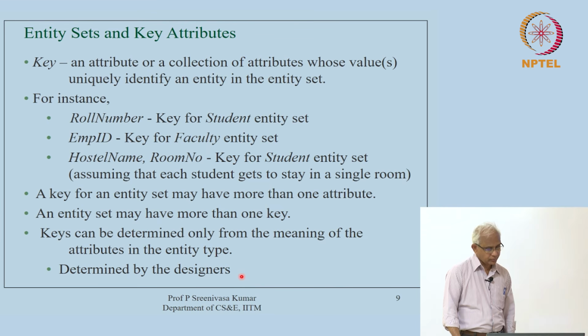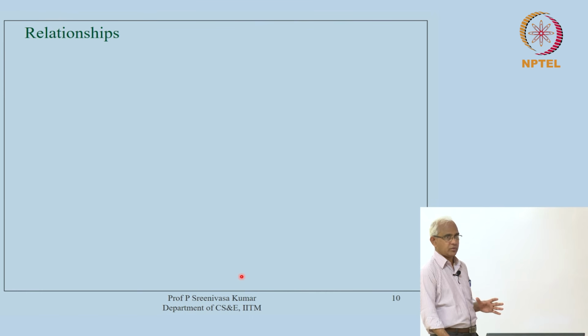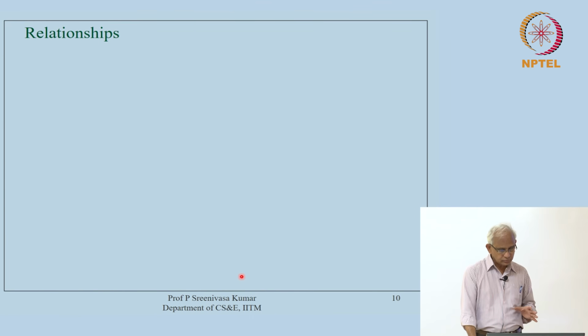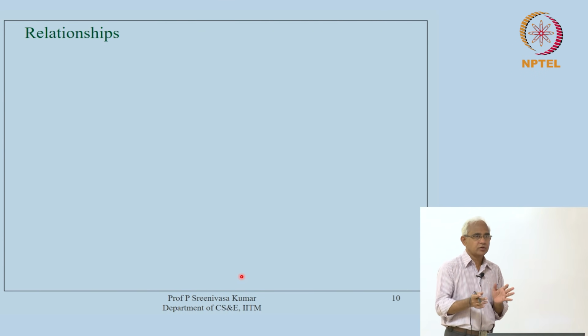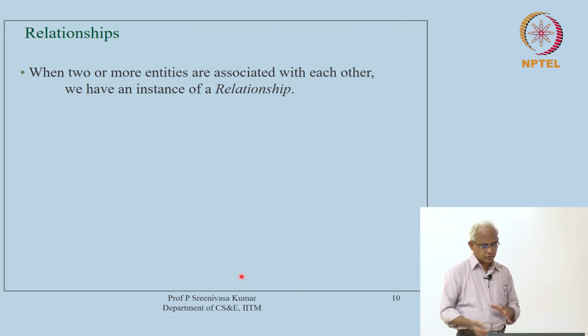Moving on, let us look at relationships now. Relationships are the other major concept that is available in the ER model. Basically, what it allows us to do is to capture associations between entities. Entities do not simply exist in a domain, they also interact. There are some associations between them, so we want to capture them. When two or more entities are associated with each other, we have an instance of a relationship.